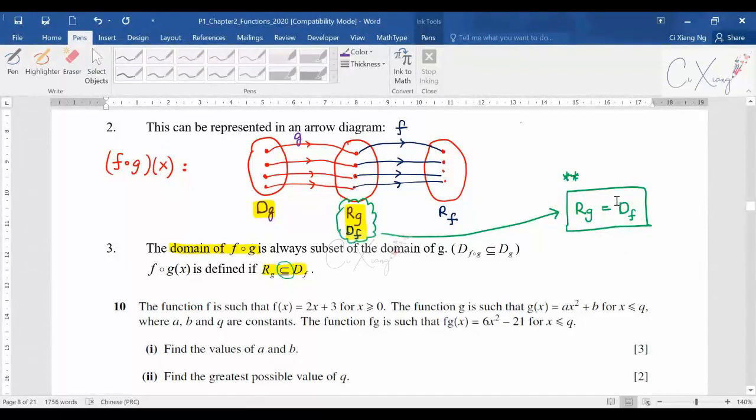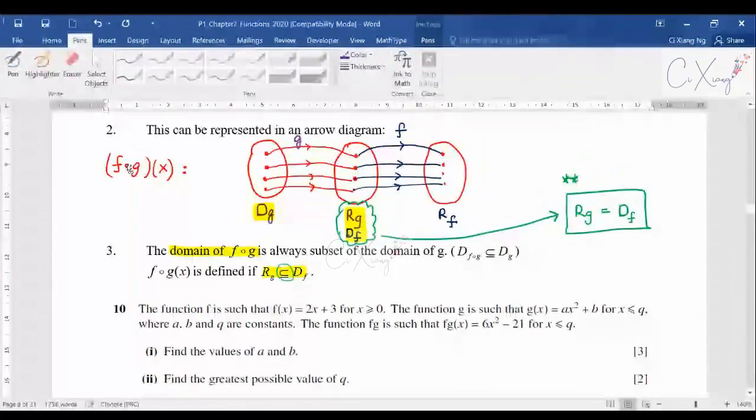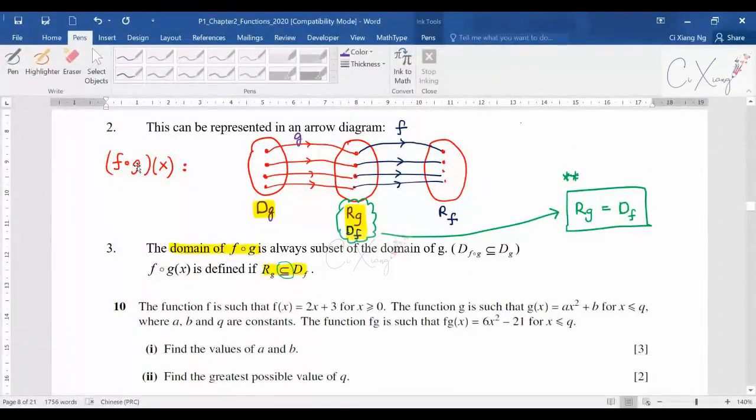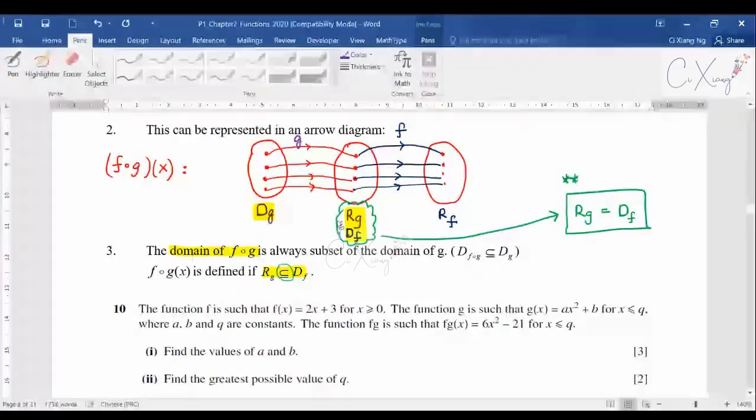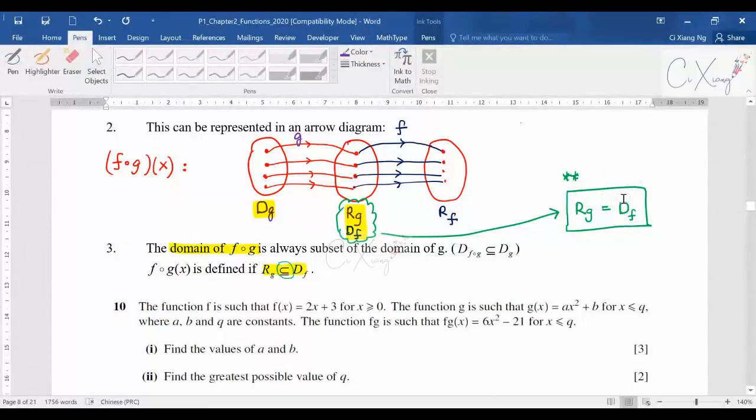In the exam, they will sometimes ask you to link this information with the question that they want. So we'll discuss two examples here. Please remember this: the range of g will be equal to the domain of f for this composite function. If it is g composite f, then it will be a bit different. So you need to know how to draw the arrow diagram correctly and how to get this information correctly.